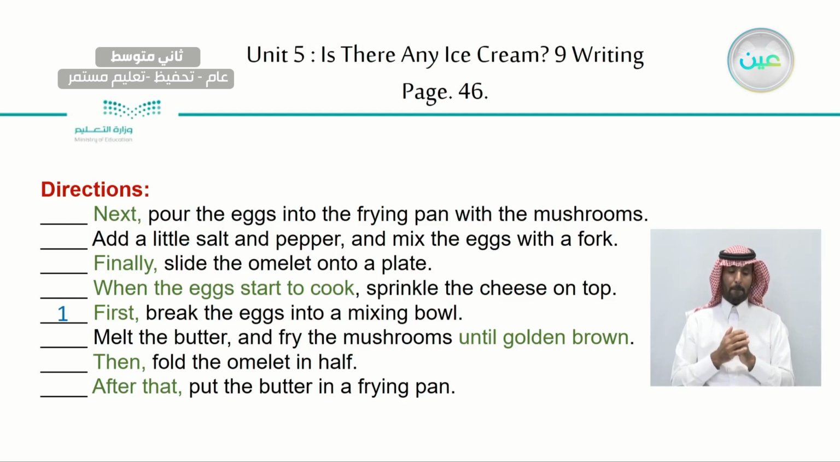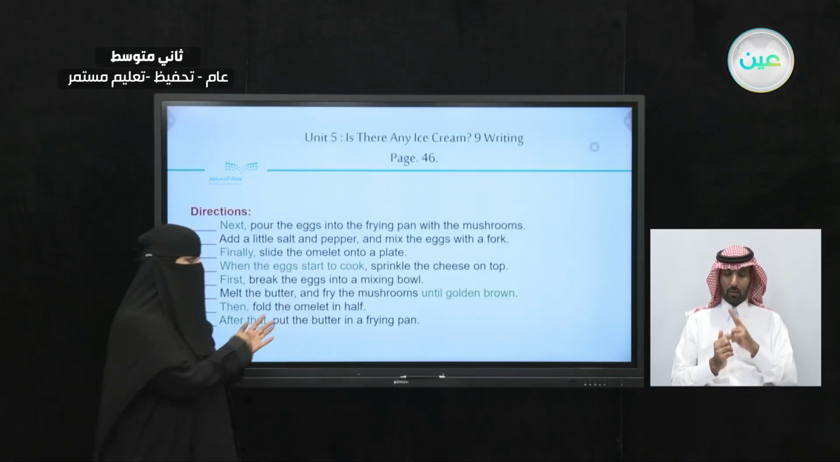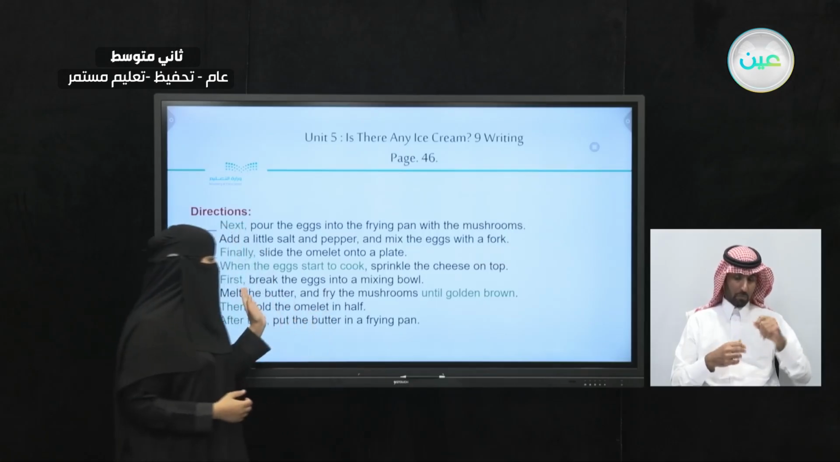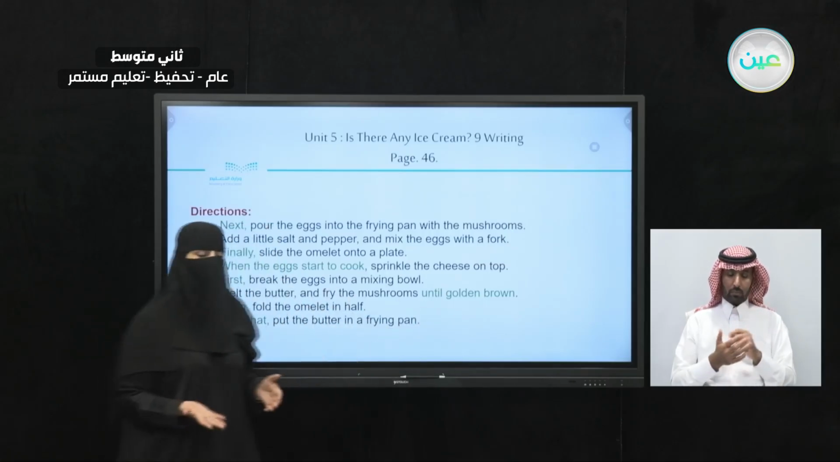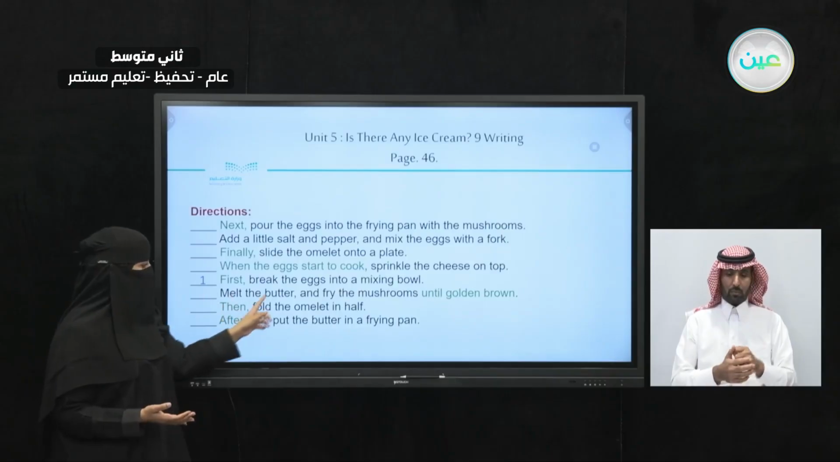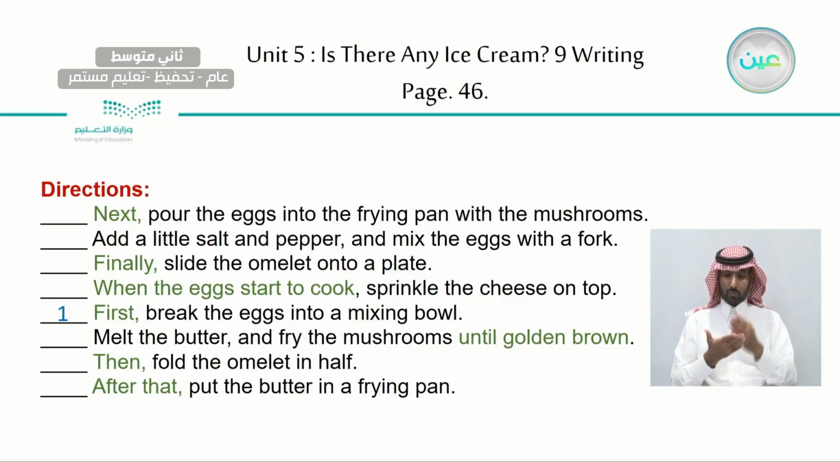So next one here, melt the butter and fry mushrooms until golden brown. So you're going to do this until you see the change, which is the color changing into a golden brown. Then fold the omelette in half. After that, put the butter in a frying pan.